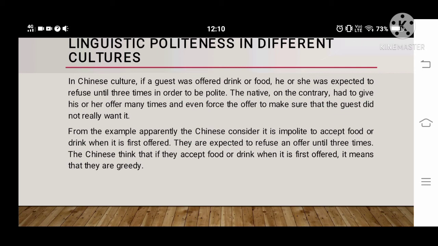From the example, apparently, the Chinese consider it impolite to accept food or drink when it is first offered. They are expected to refuse an offer up to 3 times. The Chinese think that if they accept food or drink when it is first offered, it means that they are greedy.